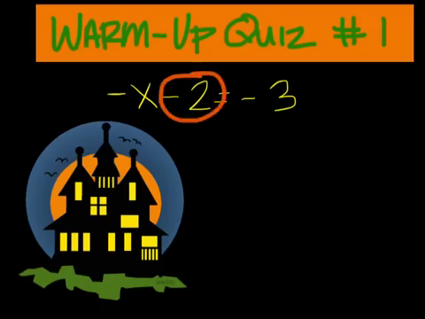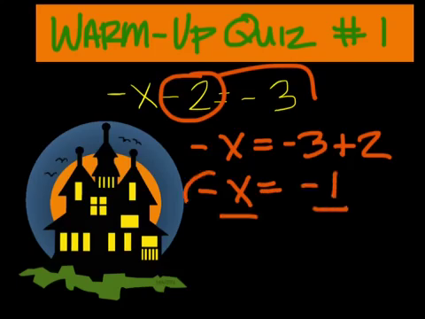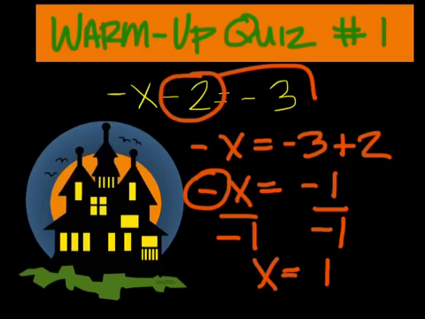You move this to the right side, change the operation to +2, and that'll give you a -1, but you have to divide both sides by -1. So the answer is +1.